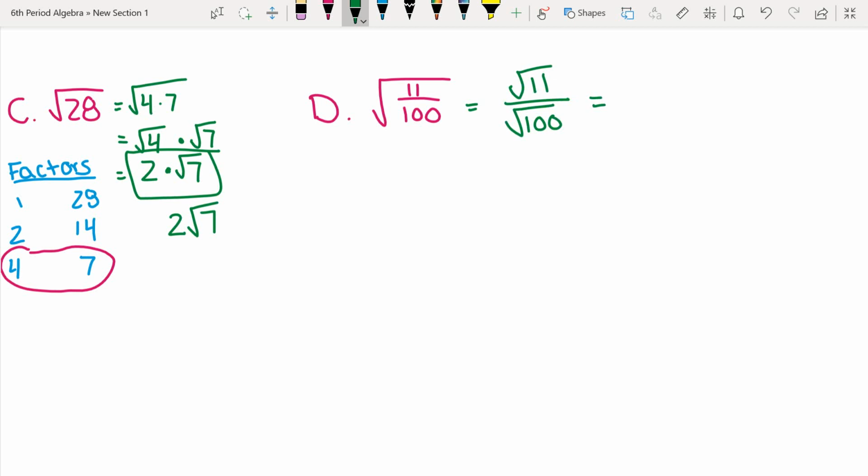Well, I know the square root of 100 is definitely on my cheat sheet. That's 10. And the square root of 11 is actually not on my cheat sheet. I know it does not work. And I know 11 is prime. So that means there's no way I could possibly break up the square root to be smaller than it is. So that's your final answer: square root of 11 over 10. Let's keep going.